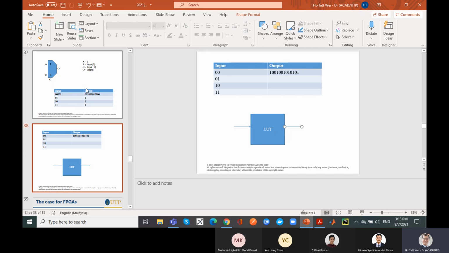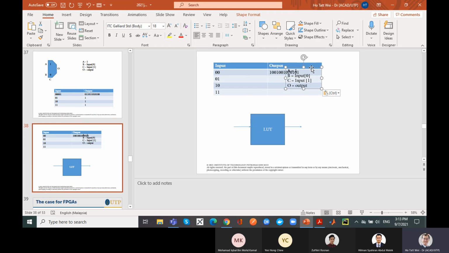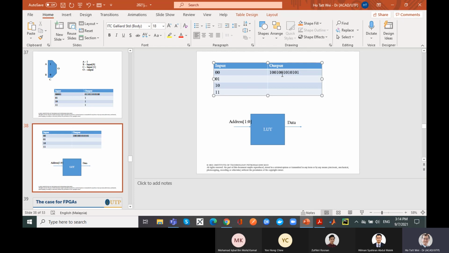Okay, now this is where it gets interesting. Have you seen a lookup table before? Yes, in practice you have actually seen a form of a lookup table. If I call this your address, and I call this your data, what does this look like to you? So here I have a 2-bit address. And here let's say I've got 4, 8, 12, 16. What does this look like to you?